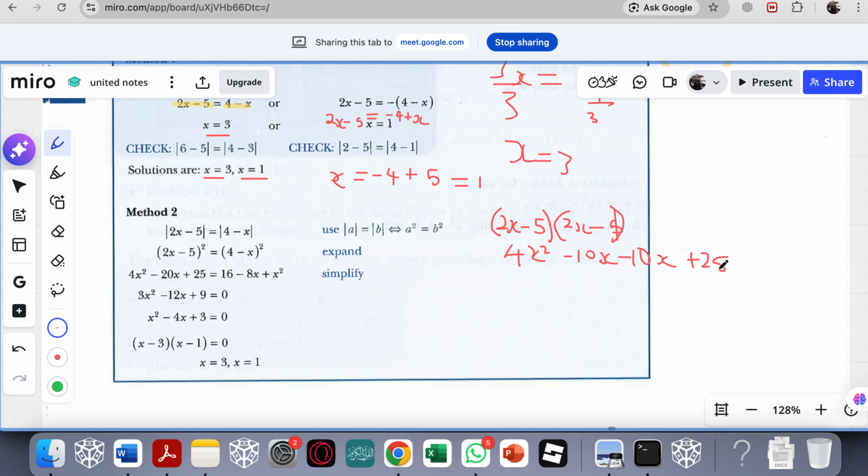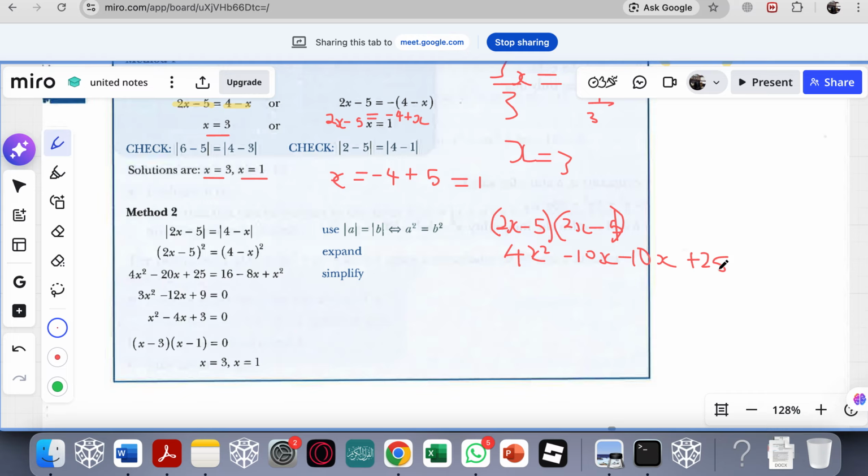So you collect like terms. Negative 10x minus 10x, that's negative 20x. So we have 4x squared minus 20x, because minus 10x minus 10x is minus 20x. So we get 4x squared minus 20x plus 25. So this is the first expansion.